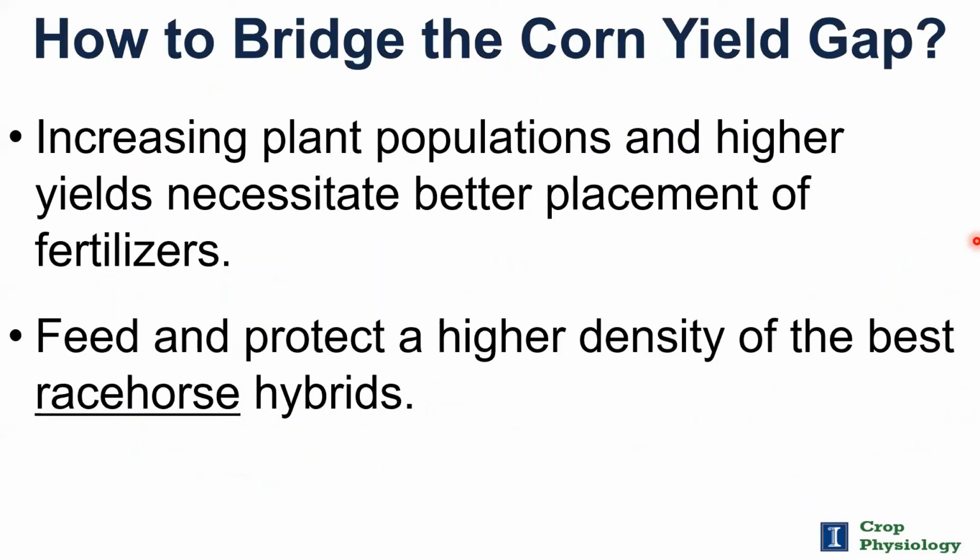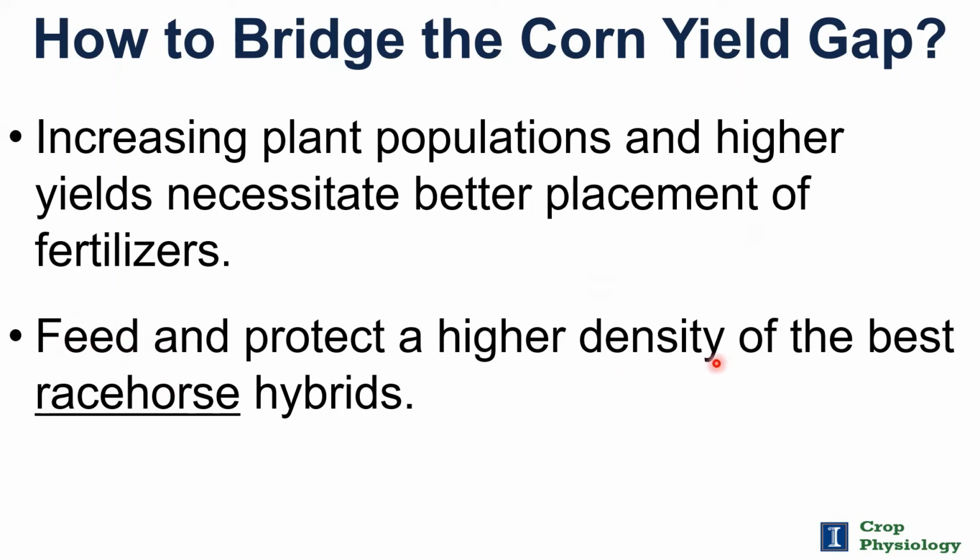So to bring this all together, how do we bridge the corn yield gap? It's got to start with better plant fertility. If we're going to continue to increase planting populations and increase yields concurrently, it's going to necessitate better placement of the right source and rates of fertilizers, especially your immobile nutrients like potassium and phosphorus. And then it's a systems approach. Like I said, it's a really simple, easy solution here.